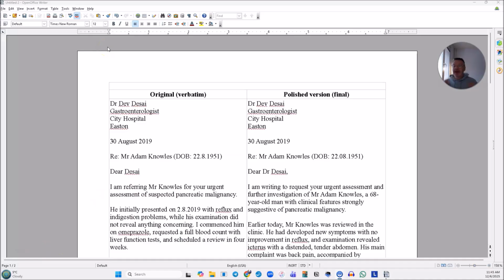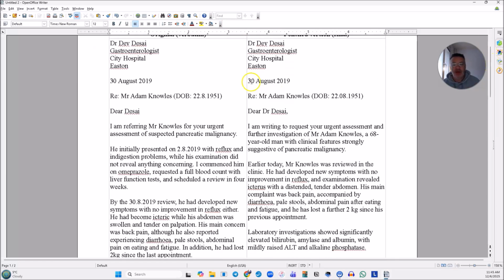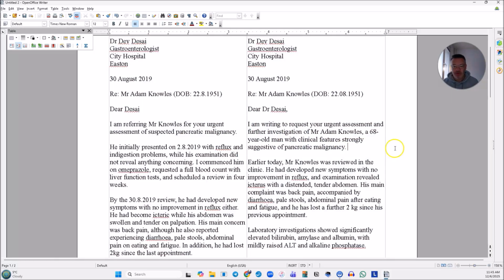Okay. I'm back. I just got Chat to rewrite this according to my instructions. So we can see, right, so that's been changed. We've got the new purpose, writing to request your urgent assessment, further investigation. Mr. Adam Knowles, 68-year-old man, with clinical features strongly suggestive of pancreatic malignancy.